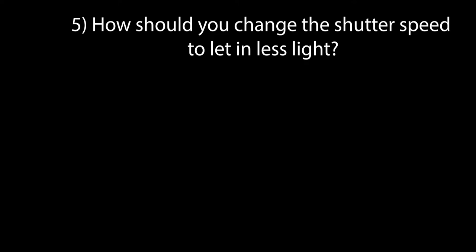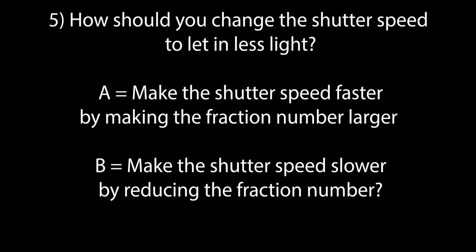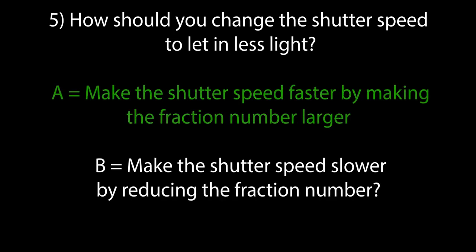How should you change the shutter speed to let in less light? Is it A, make the shutter speed faster, or is it B, make the shutter speed slower? The correct answer was A, make the shutter speed faster by making the fraction number larger.